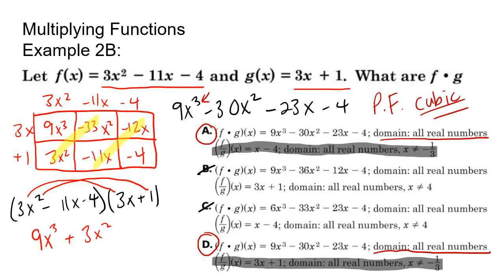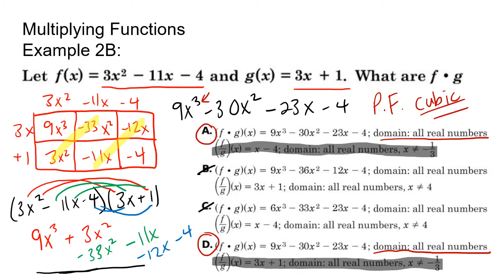And then I'm going to do the next one. So every term in this trinomial is going to be multiplied to every term in this binomial. So I have negative 11x times 3x is going to give me negative 33x squared. Negative 11x times 1 is going to give me negative 11x. Distribute. Negative 4 times 3x is going to give me negative 12x. Negative 4 times 1 is going to give me negative 4. Do you see how I lined up like terms underneath each other? So pretend that this is as straight as a line as you can make it.